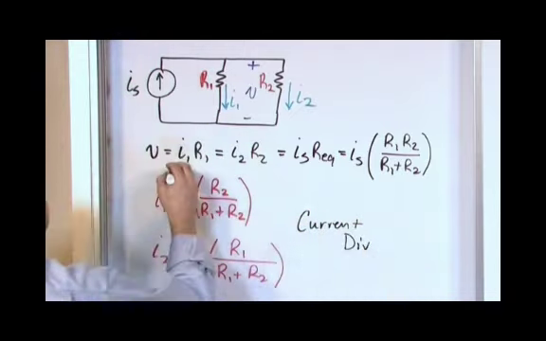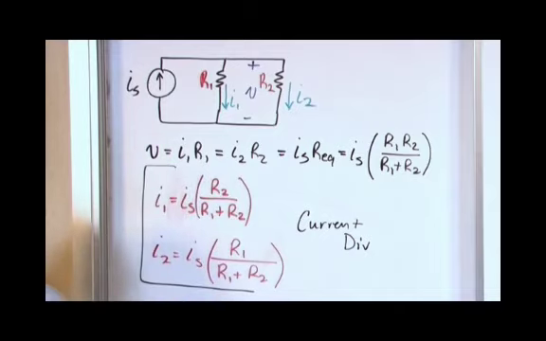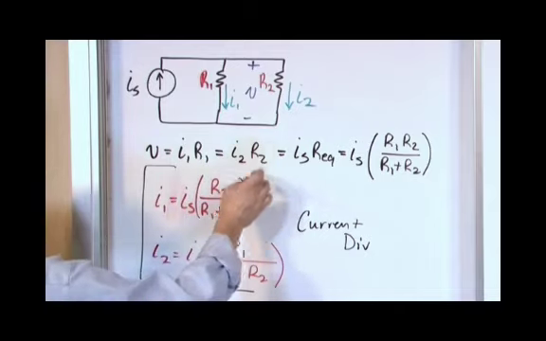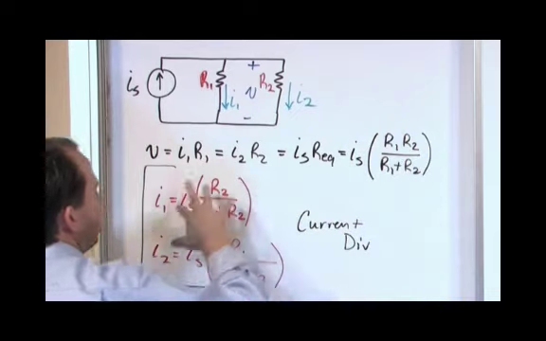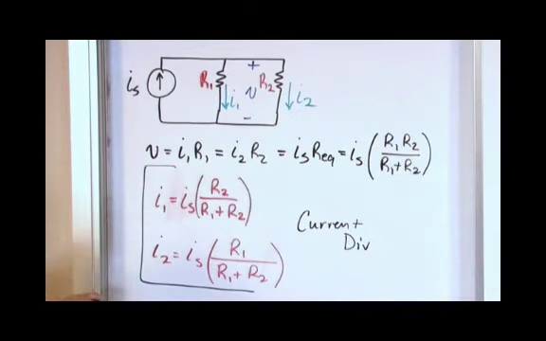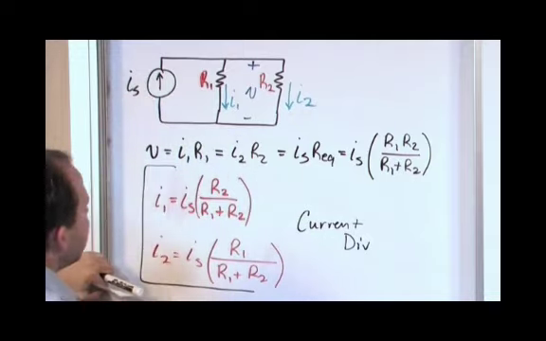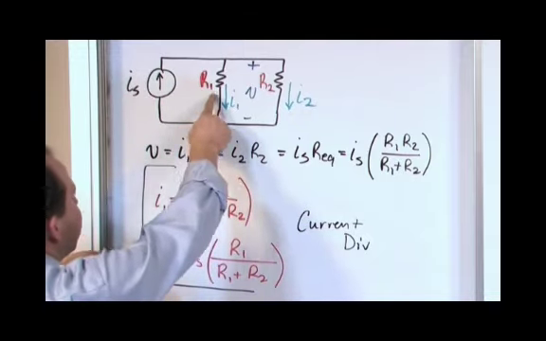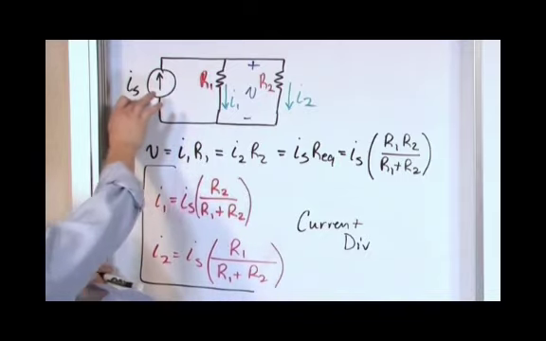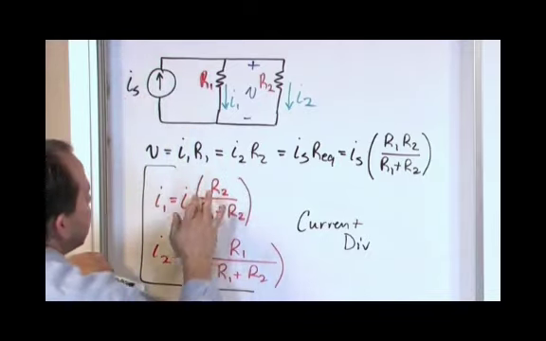These are the current divider equations. What I did here is I set it equal, I canceled R2 out, and then the rest just stays the same. What it's basically saying is that if you have a known source current feeding 2 resistors like this, and you want to calculate the current in the first leg, you take that current that you know and multiply it by some factor.